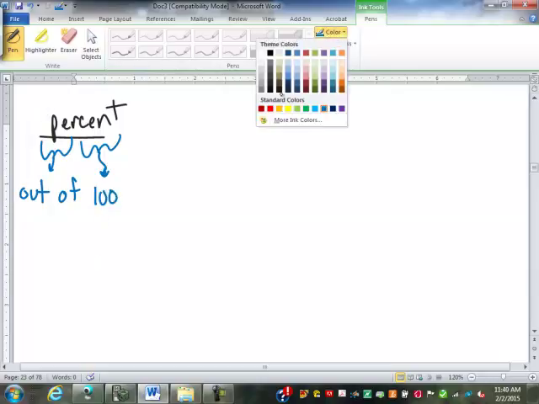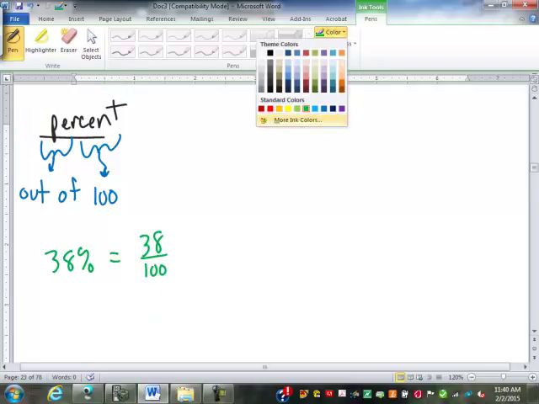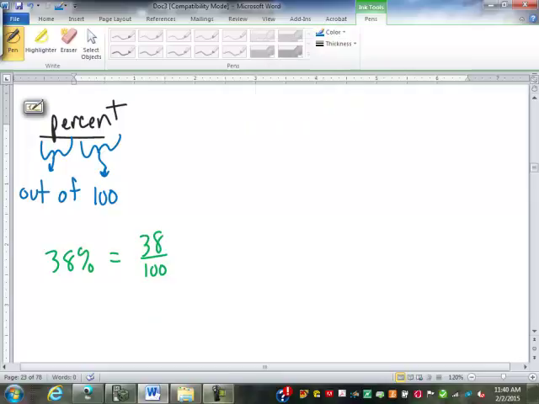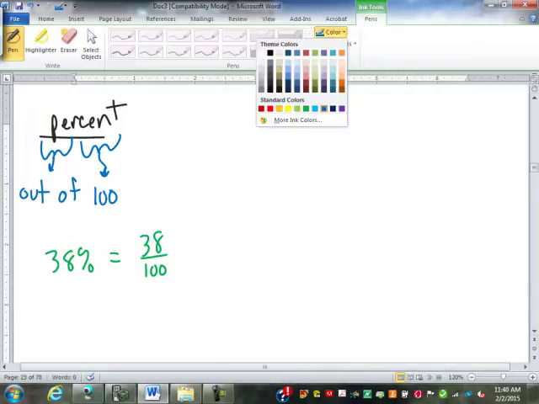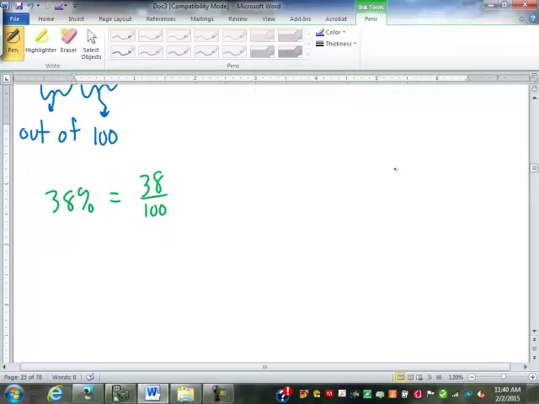So out of 100. So if you're given 38%, that literally means the ratio or the fraction 38 out of 100. Oops, it's not showing here. Let me try. So anyway, it's that easy to change a percent into a fraction because it's just out of 100. Now 38% is 38 out of 100. We would probably want to simplify that by dividing by 2 to get 19 out of 50.